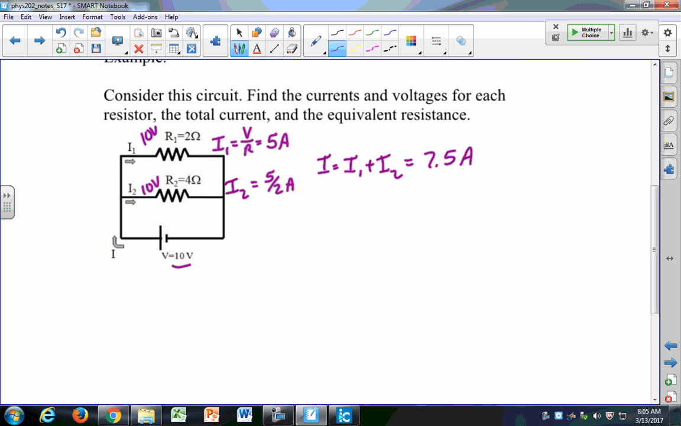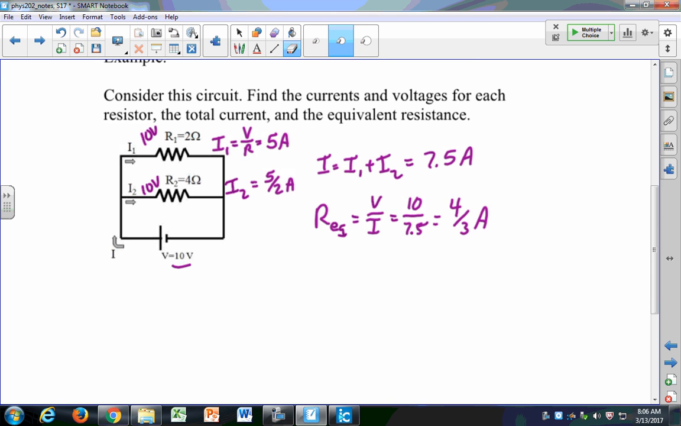And then if I want to find the R equivalent, well, R equivalent has to be V over I, which is 10 over 7.5, which is, what is that? It's 4/3 or something, am I right? Yeah, 4/3, or 1.33. 4/3 ohms, excuse me. That's probably the easiest way.